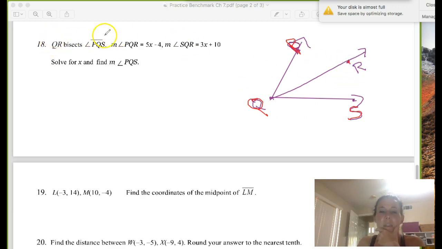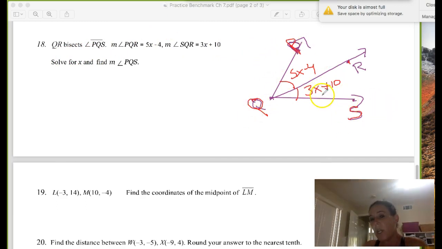Sorry. If QR bisects PQS, I'm automatically going to go, well, that means that angle has to be congruent to that angle. These two angles are congruent. Then they tell us the measure of angle PQR is 5x minus 4. And the measure of angle SQR is 3x plus 10. Solve for x, and then find PQS, the whole thing. You can just set these equal to each other, okay? Because these two are going to be congruent because this bisects this angle.